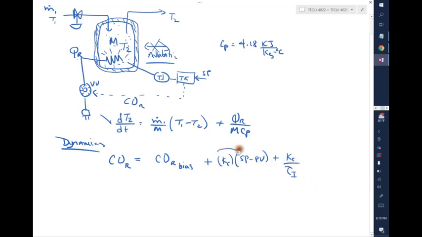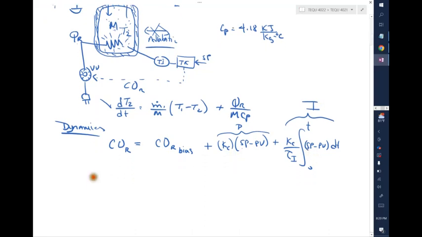This part here is the proportional part. Now I'm going to write the integral of the error, where the error is set point minus PV, dt from 0 to t, and this part here obviously is the integral part. So that's what we call it. If we have a controller that has a proportional part and an integral part, then in dynamics what we're going to do is set this into manual.